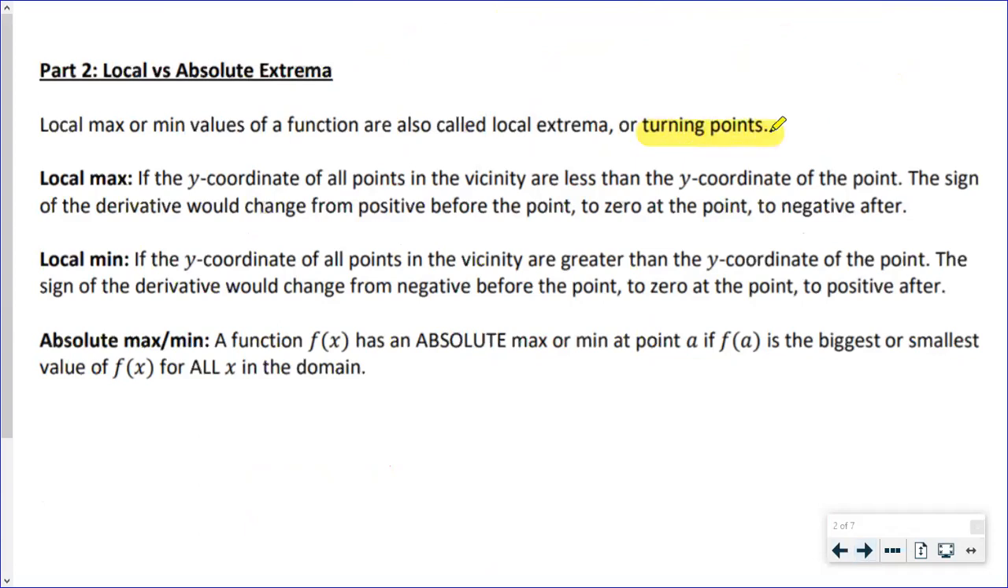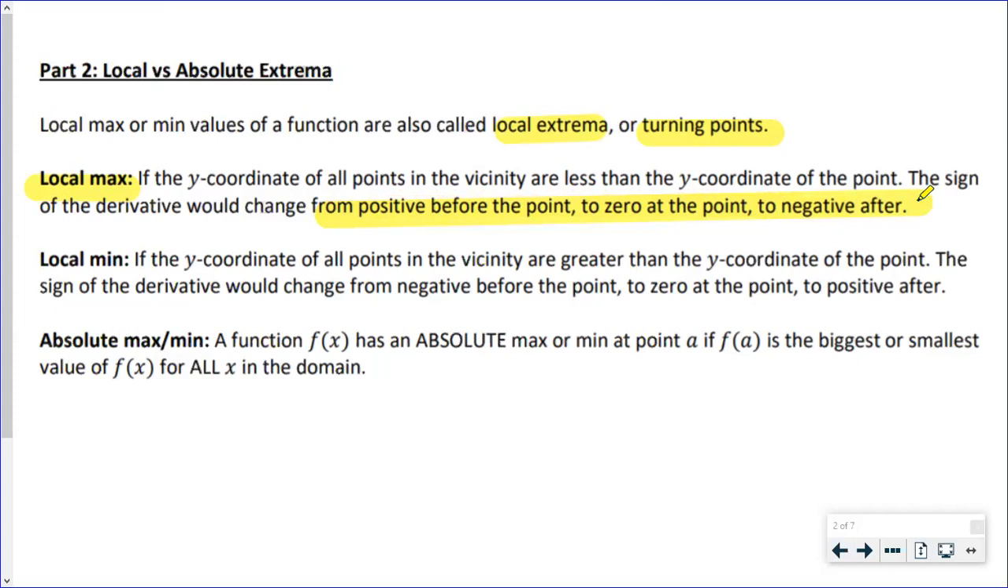So in your unit guide, when you're reading through curve sketching, you'll notice that local extrema and turning points go hand in hand. So when we talk about local maximum, that is defined if the y-coordinate of all points in the vicinity are less than the y-coordinate of that particular point. The sign of the derivative would change from positive before the point to 0 at the point and negative after the point. It's a real definition.